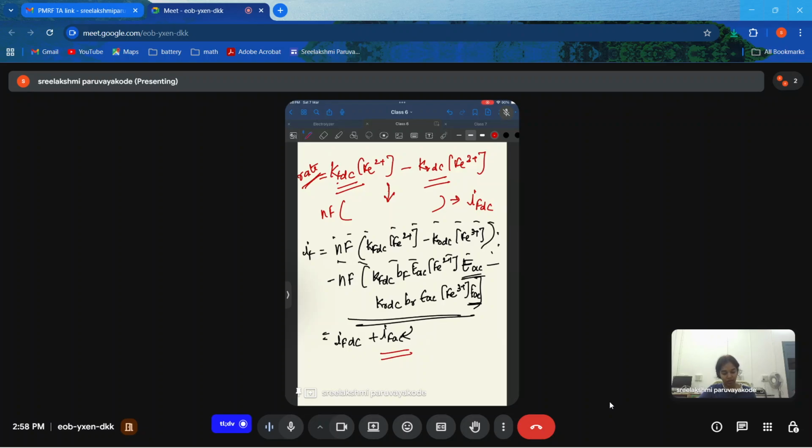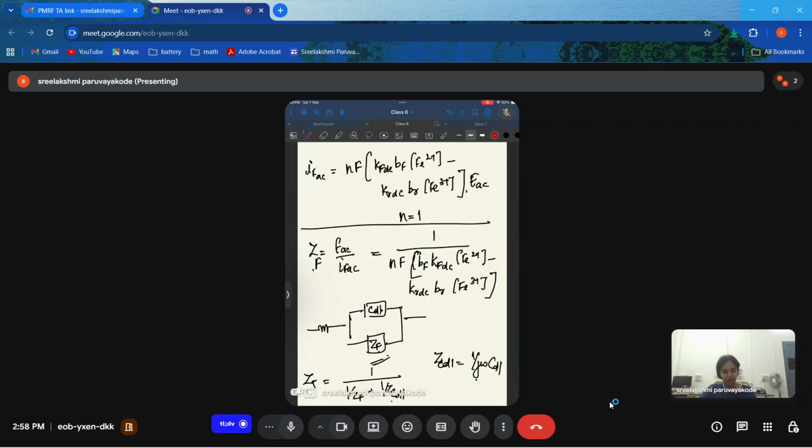This is how we find out IFAC. Once we get IFAC, we will be taking out EAC from the expression, and then we know impedance is nothing but EAC by IFAC, and we rearrange. So this part, ZF, is because of the reaction, the impedance due to the reaction.